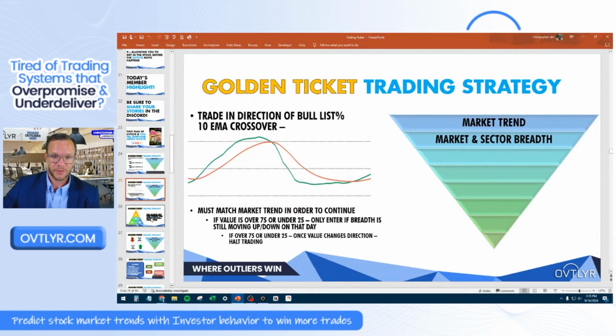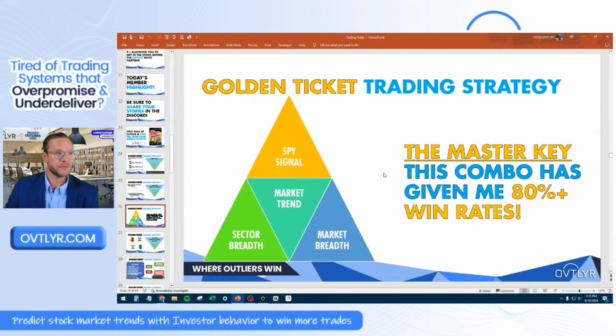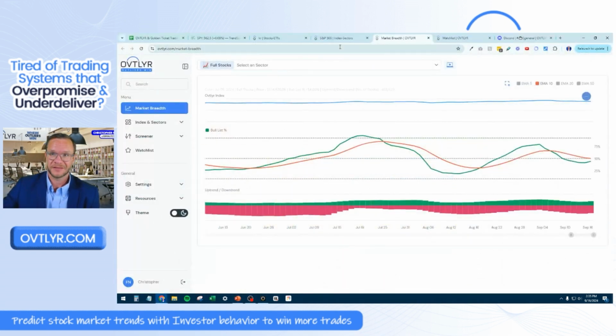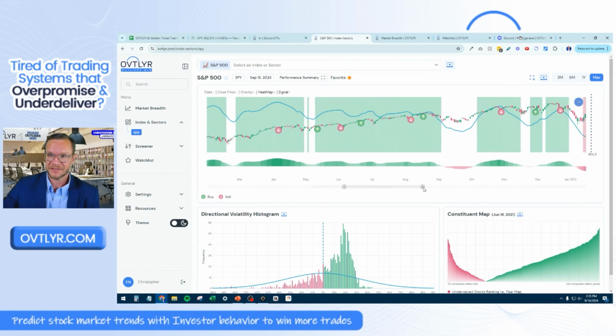But as of right now, when we look at the master key, which unlocks the rest of the trading strategy, the SPY signal is actually set to sell. I forgot that part.